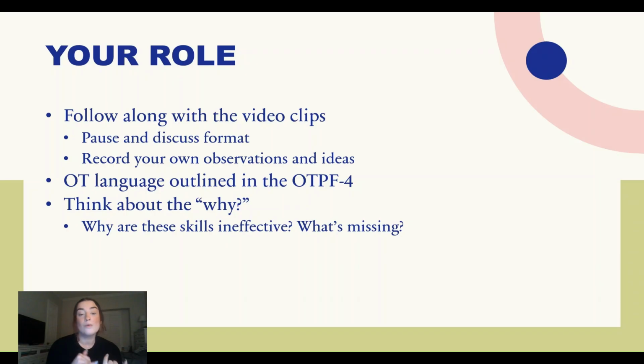I want you to think about why these skills are ineffective, what's missing. I want you to be able to observe a patient performing an activity and think, why was that hard? Was it pain limiting their mobility, pain limiting their range of motion? Is their core strength weak? Stuff like that. Okay, so I really want you to think about the why as you're observing.